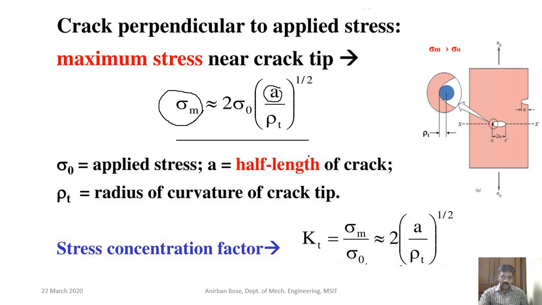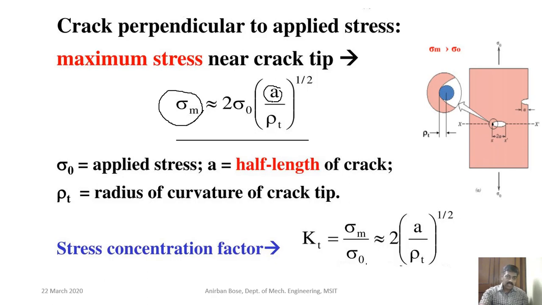Here A, if it is an internal crack, is half of the crack size. You can see the total crack length is 2A, so A is half of the crack length. If it is a surface crack, then A is the crack length. So for an internal crack, A is half of the crack length, and for a surface crack, A is the crack length.